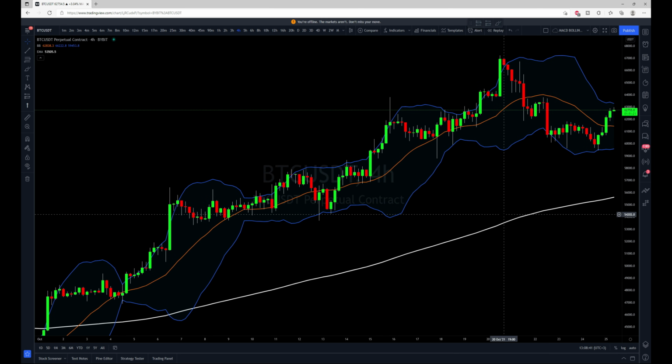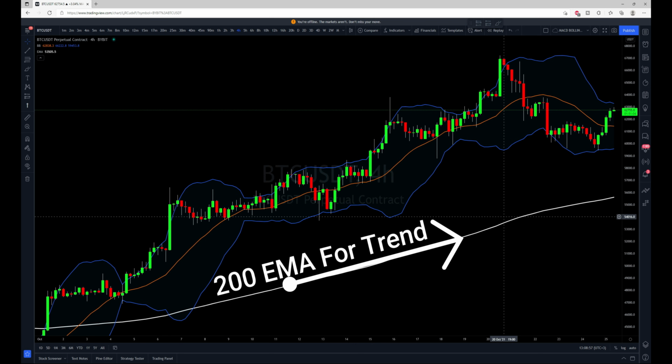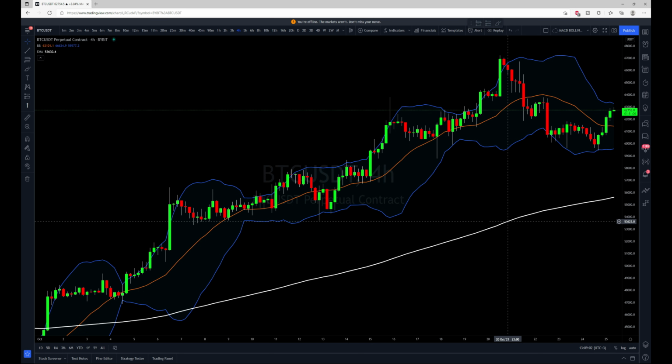So the most common way that the Bollinger Bands are used is to sell the top sides and buy on the bottom sides. But this is completely the wrong way to go about it. You need to know the direction of the main trend in order to use the Bollinger Bands the correct way. So that's why I have a 200 period exponential moving average on my chart, where when price is above it, price is in an uptrend.